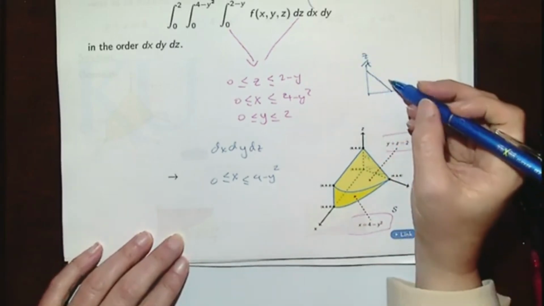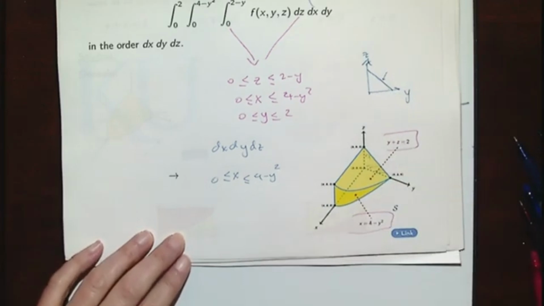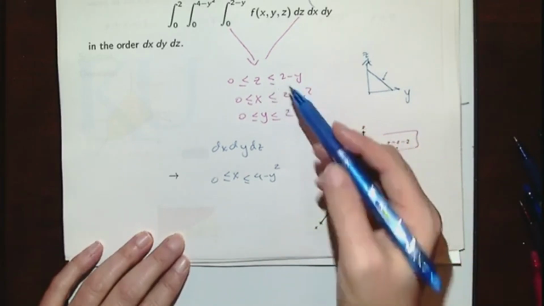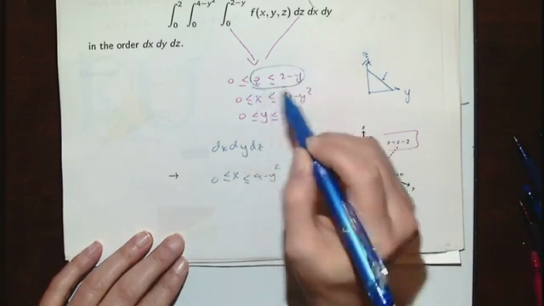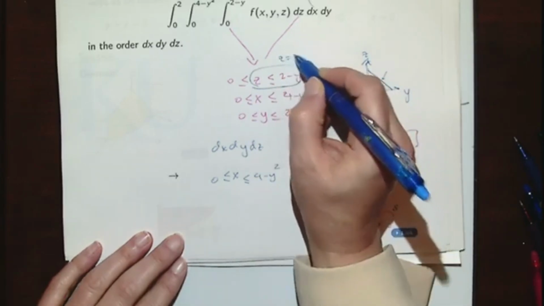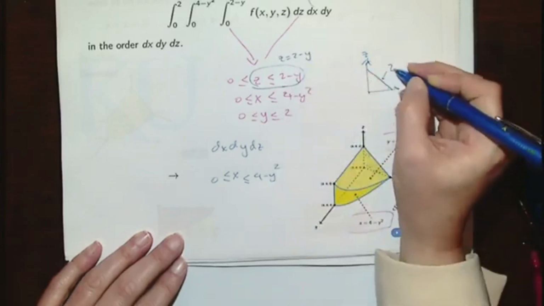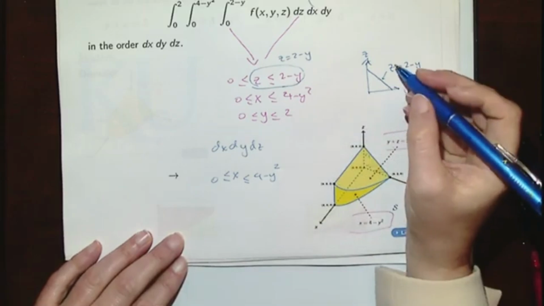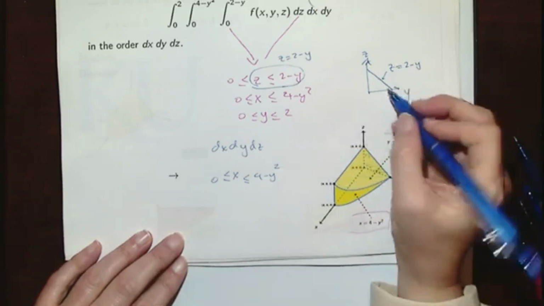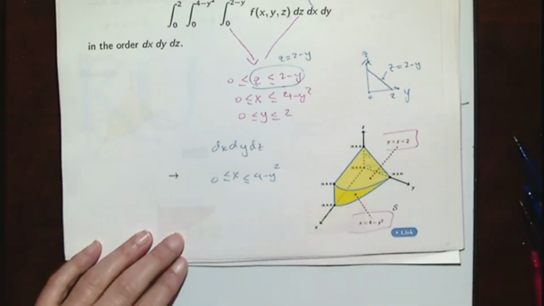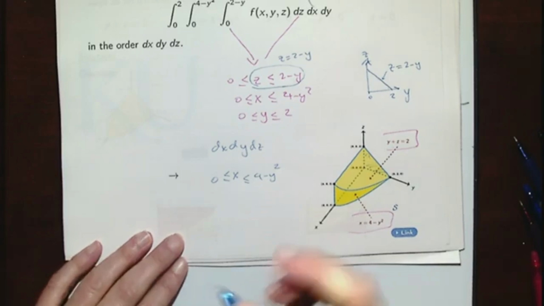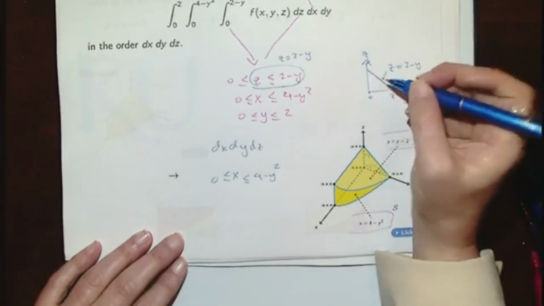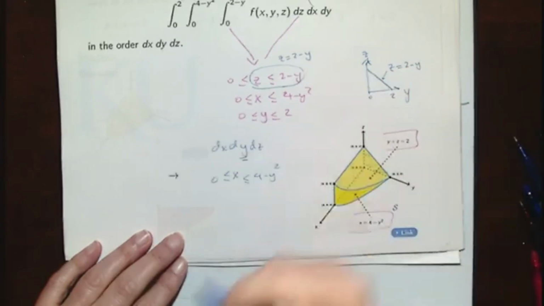And then I have to figure out what this line is. But that line is already given to me. Where is that? Z equal to 2 minus y. And then I have to figure out y is between 0 and 2. Now let's swap the direction. I want y first, then z.